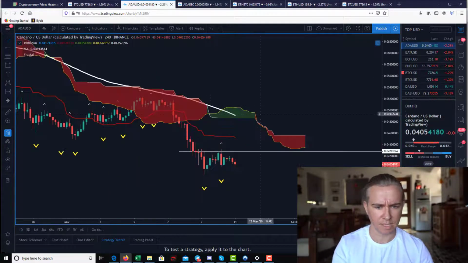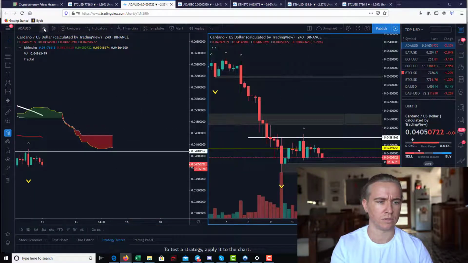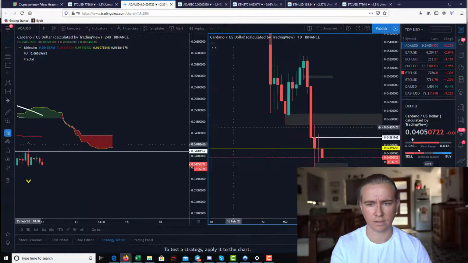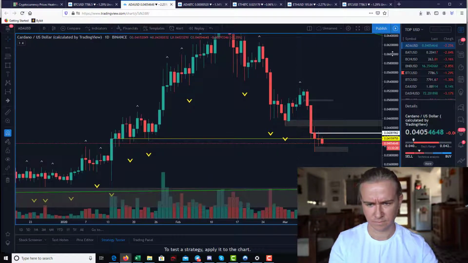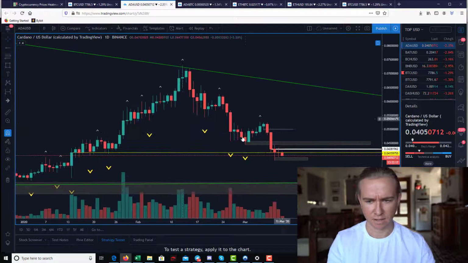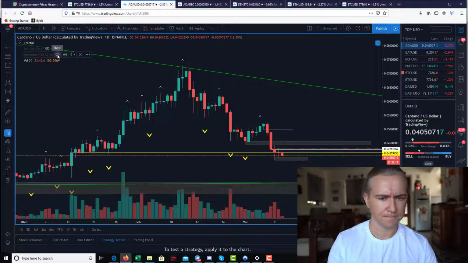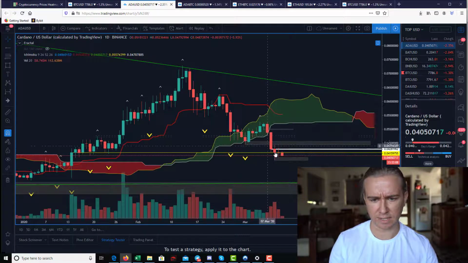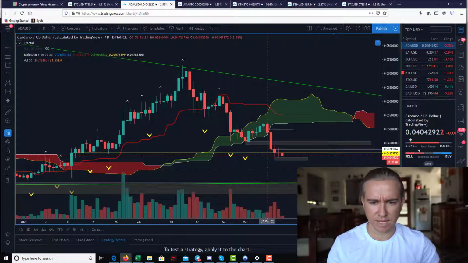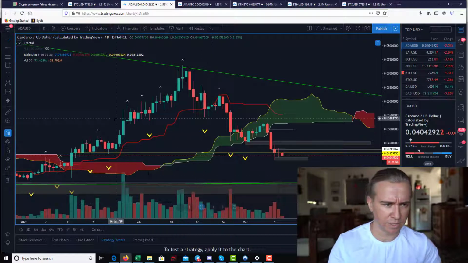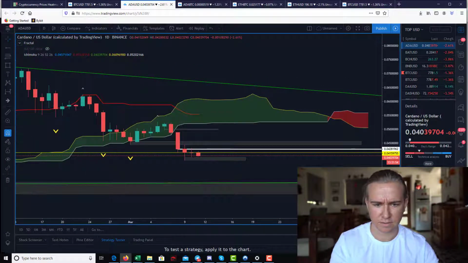ADA, Cardano, daily. I've marked the Kumo breakout on Cardano as well. I'm going to put the Kumo on. This daily close here was at 0.428. We've had some playback in the last couple of days, like the Bitcoin chart. I'm just going to get rid of volume because I don't need it right now for this update.